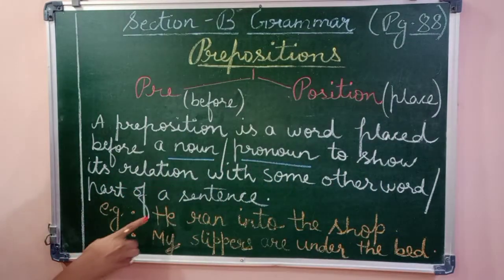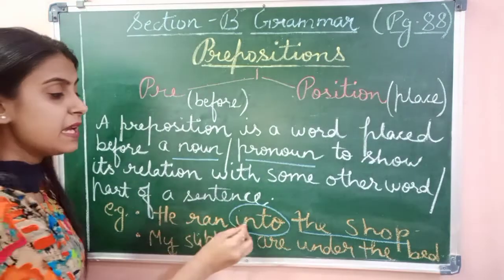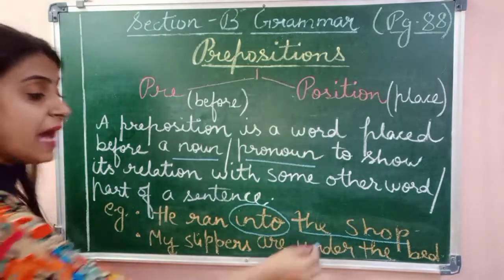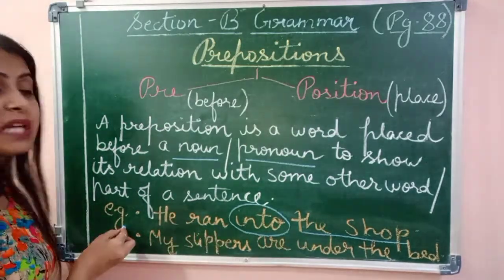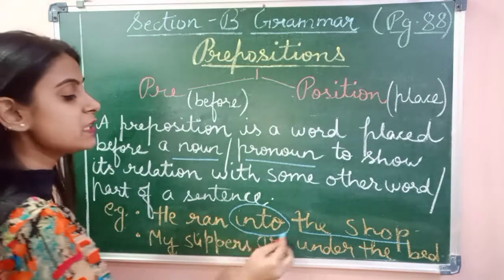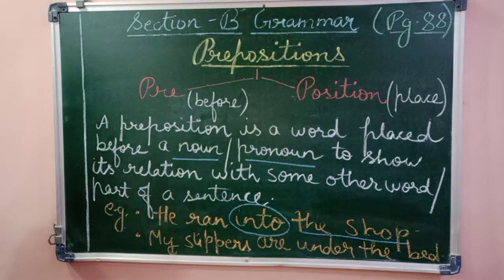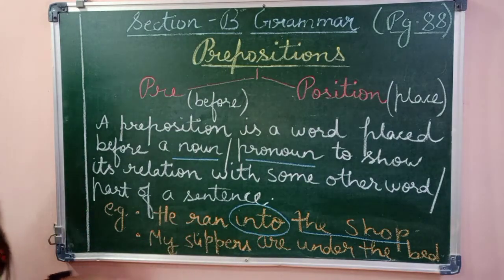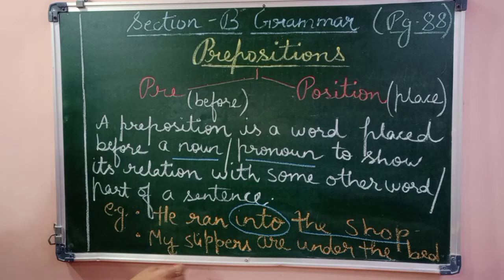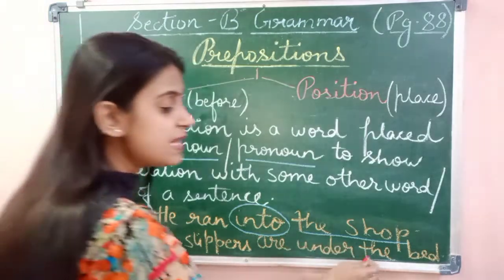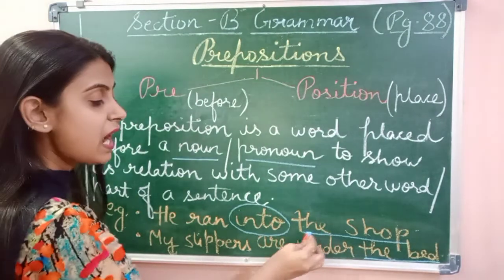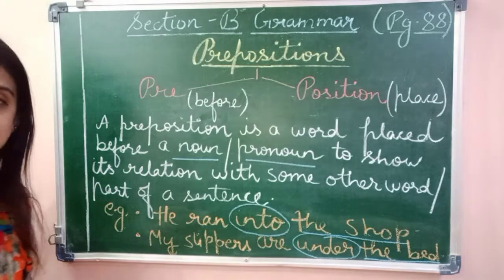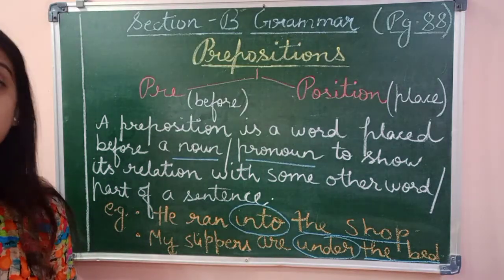Now just look at these examples. He ran into the shop. Now here children, the shop is a noun and this noun is connected with other parts of the sentence using the word into. So in this sentence, into is the preposition. Same way in the next sentence you see, my slippers are under the bed. Now the bed is a noun and the word under is connecting the noun with other part of the sentence. So here under is a preposition.